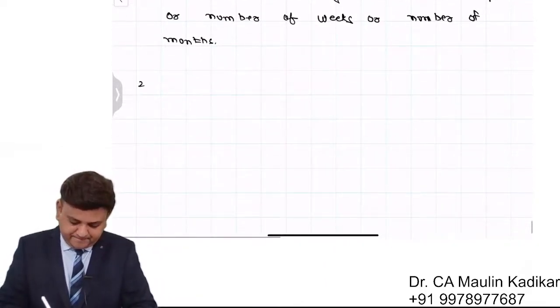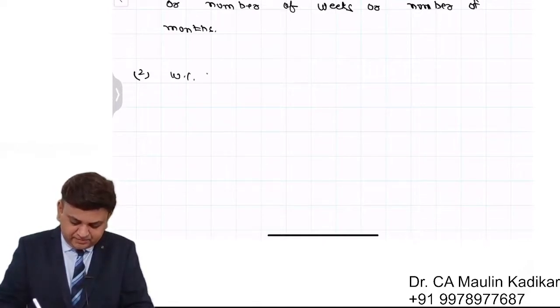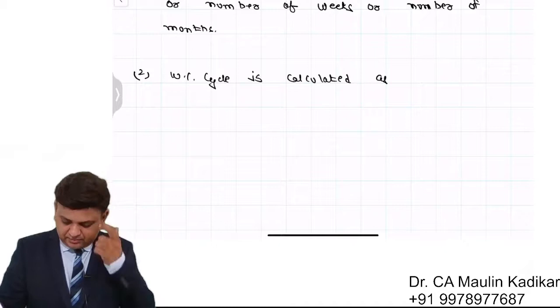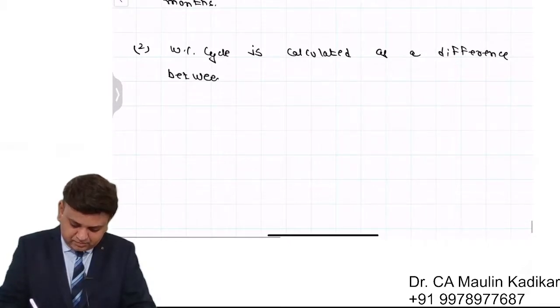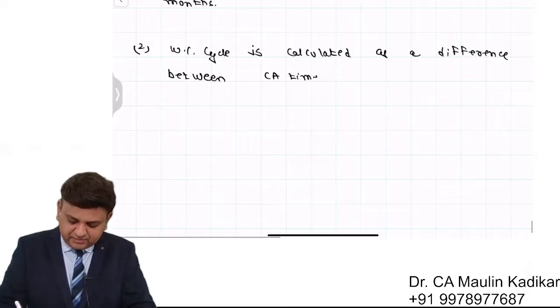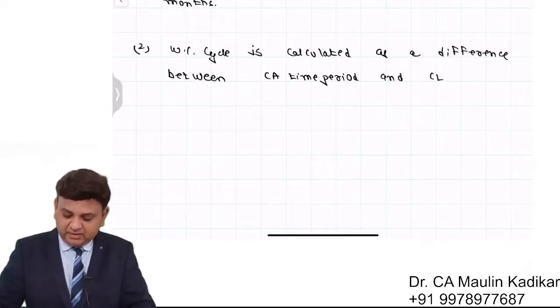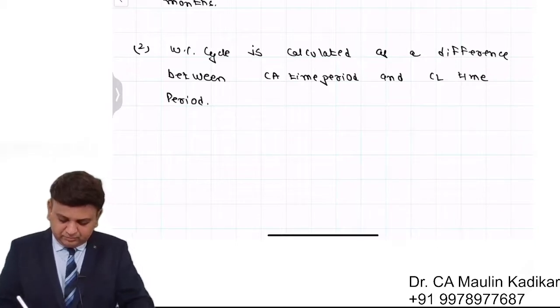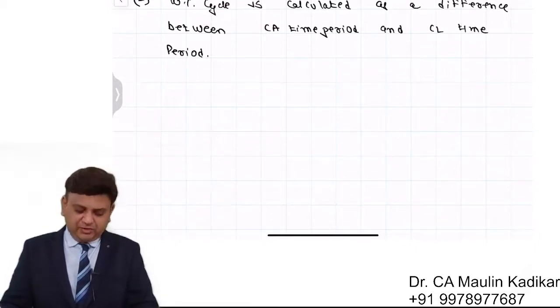Second point, working capital cycle is calculated as a difference between CA, current assets time period, and CL, that is current liabilities time period. Full stop. Friends, cash cycle means working capital cycle means operating cycle. Okay, I'm not dictating the name of all three of them.